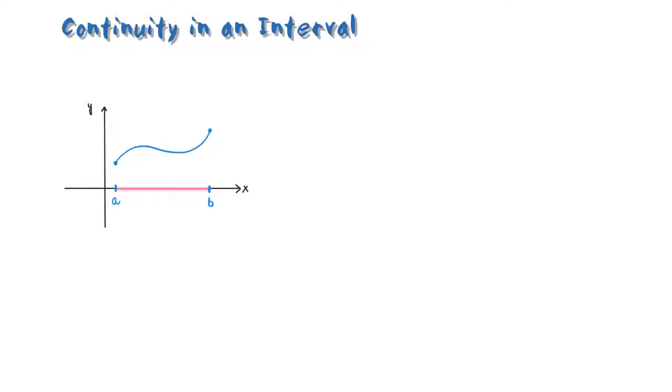But it was always continuity at a point. What about continuity in an interval? Why don't we start with continuity in a closed interval, a b? How do we determine whether a function is continuous in a closed interval, a b? So for a function to be continuous in a closed interval, a b, this has to be true. F must be continuous at every x in the open interval a b.